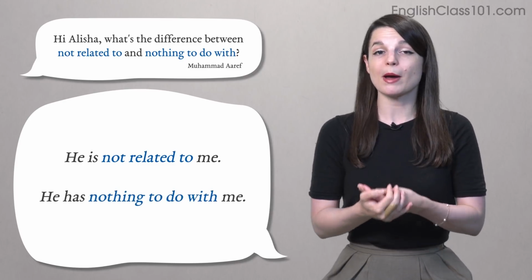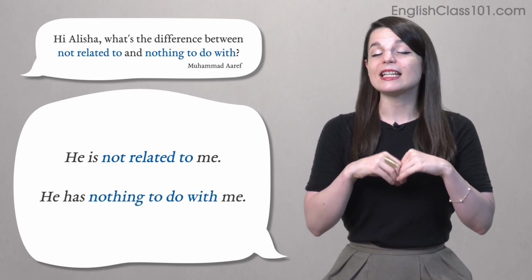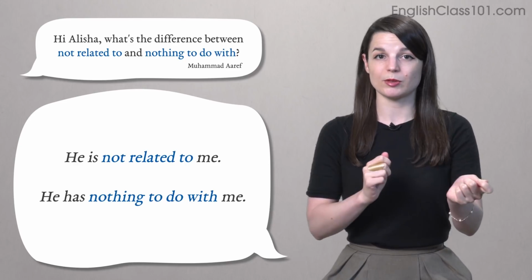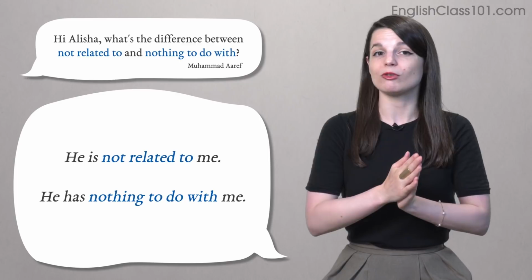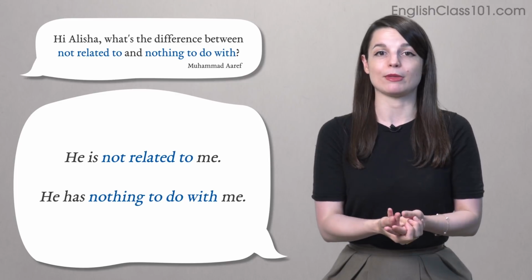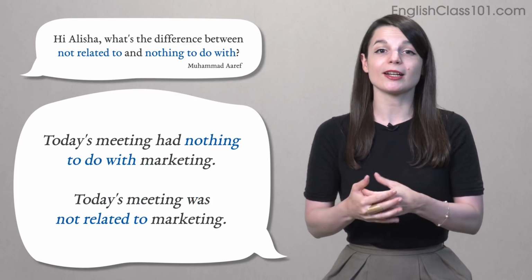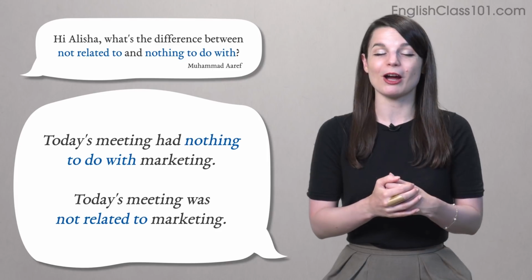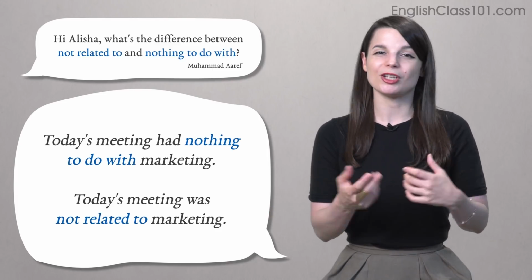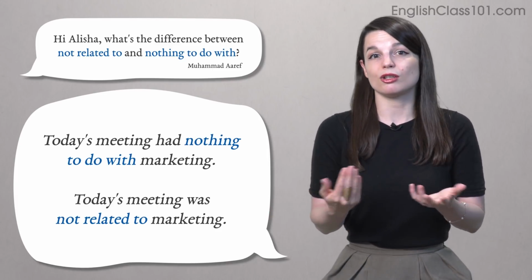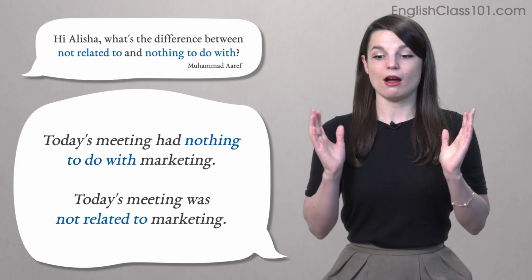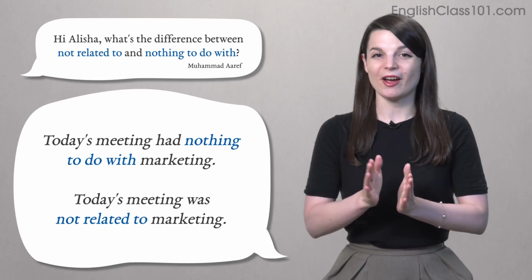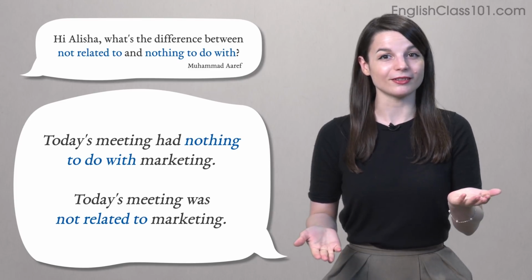So when you're talking about people, this is a key difference between these two expressions. Nothing to do with, no connection at all. Not related to just means no family connection. Again, when you're talking about things other than people, however, you can use them pretty much interchangeably. To me, nothing to do with sounds a little bit more emphatic than not related to. So I hope that this helps you. Thanks for the question. Okay, let's move on to your next question.